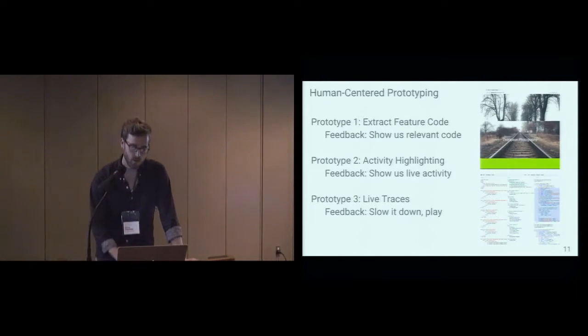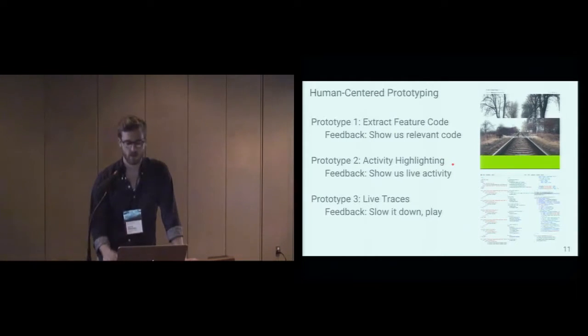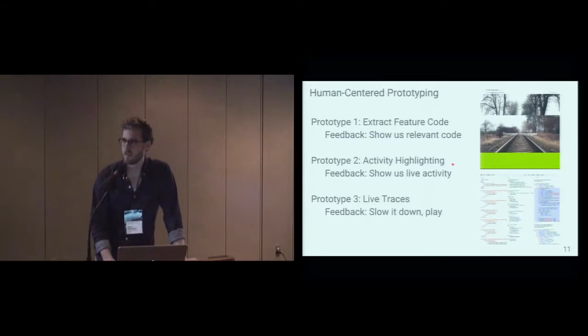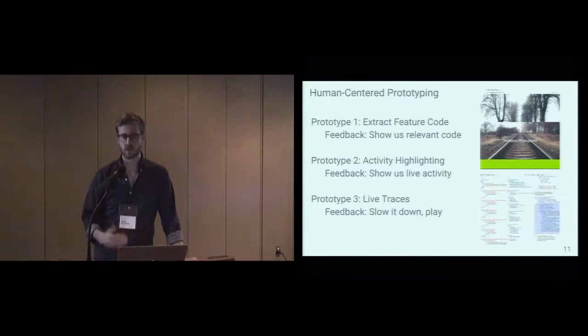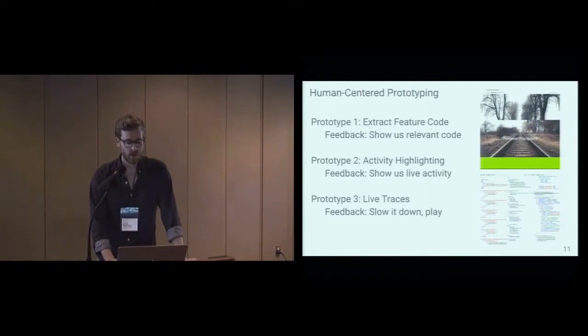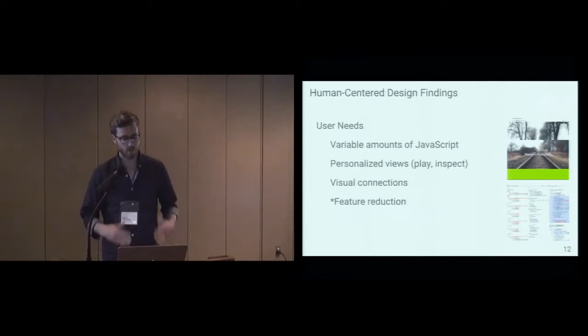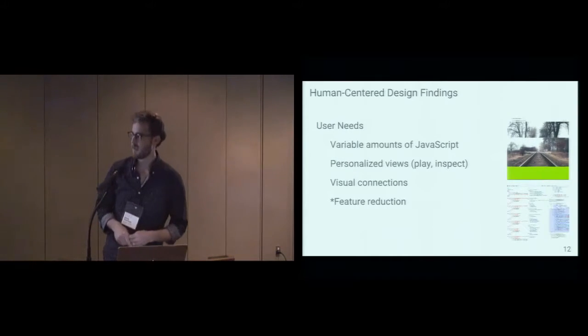So we launched prototype 2, activity highlighting. Highlight parts of the code that were relevant. And they said, well, that's great to do at the end, but show us it happening live. So we did prototype 3, and we added live traces, and they said, okay, slow it down. JavaScript runs really fast. And all of these come together. We stepped back and assessed our design findings.